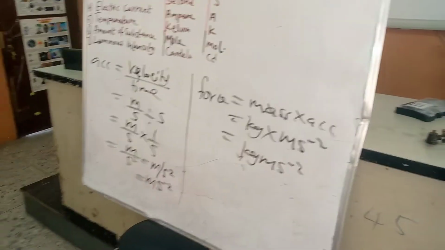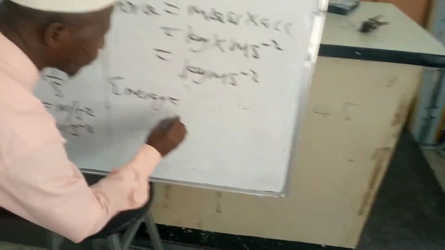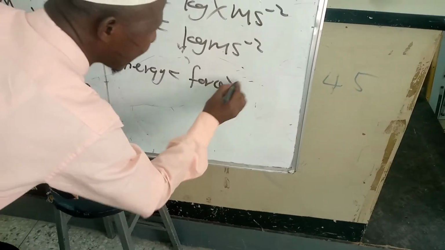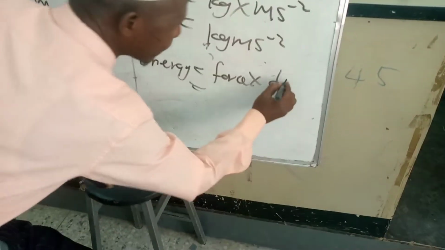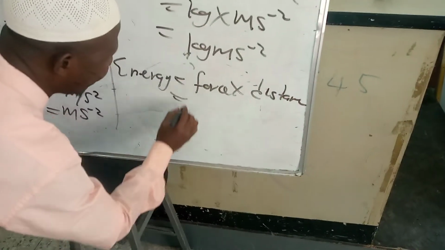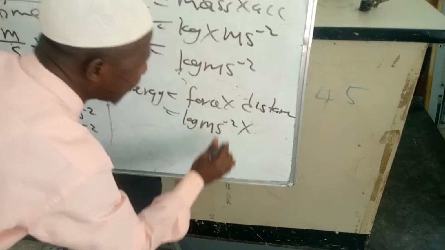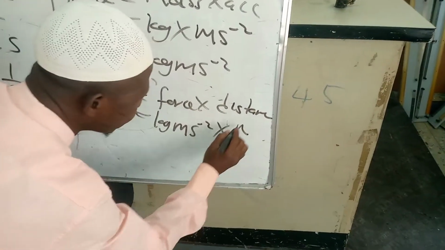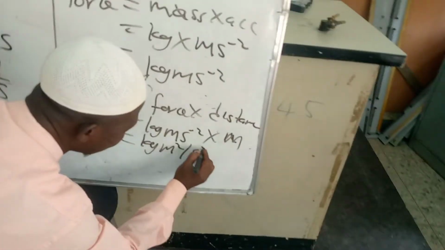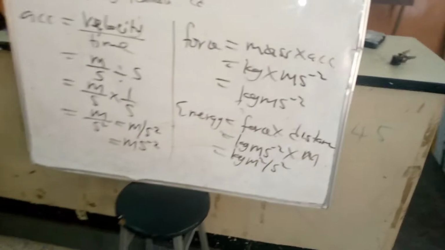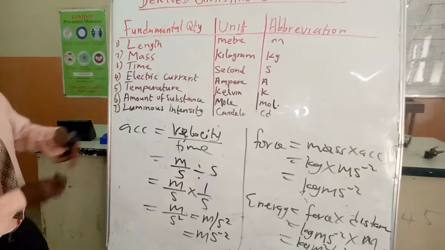You can even try energy. Energy is equal to force times distance. This is our force already, multiplied by distance. So it will give us kilogram meter per second squared multiplied by the distance unit, which is meter. Everything will now give you kilogram meter squared per second squared. So that is it for the unit of derived quantity. Inshallah, we continue to dimension.